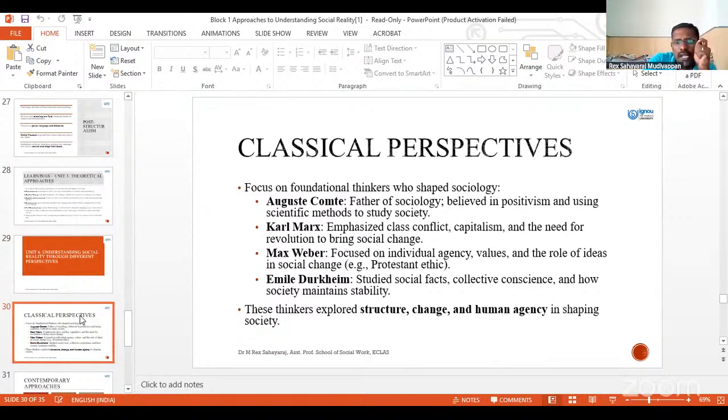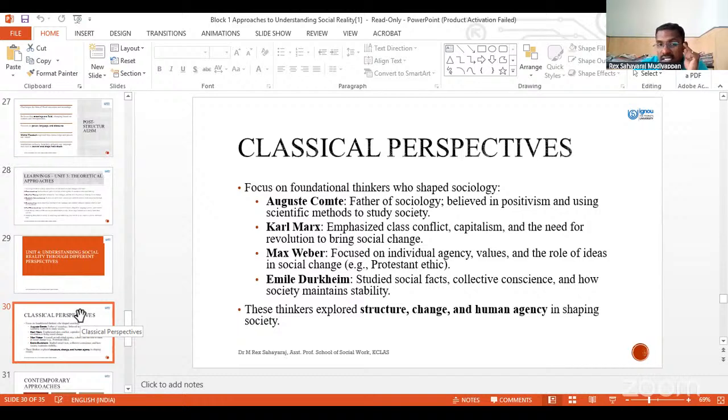Okay, how am I going to understand? Focus on foundational thinkers who shaped sociology. Who is the father of sociology? Auguste Comte. Auguste Comte is the father of sociology. He believed in positivism, using scientific methods to study society. Use the scientific method, positivism, right? Thinking that the society will evolve. So Auguste Comte used the scientific method to study society.